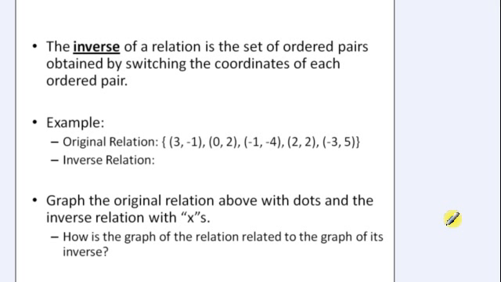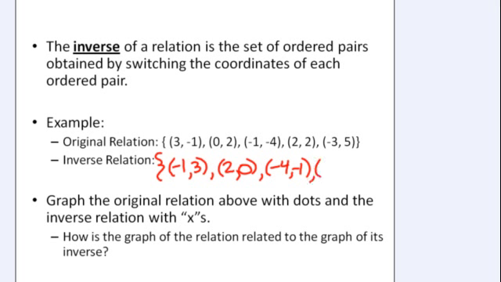So for example, here is our original relation where we have 5 different ordered pairs, or 5 different points. The inverse of the relation is just obtained by switching each x and y value. So the point (3, -1) would become (-1, 3). The point (0, 2), well again, we'll switch the x and the y, making it (2, 0). And (-1, -4) would switch to (-4, -1).